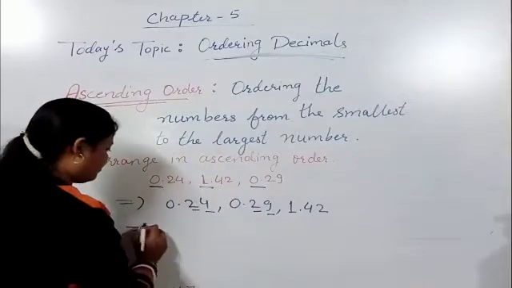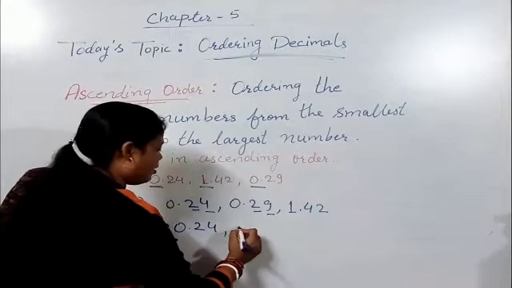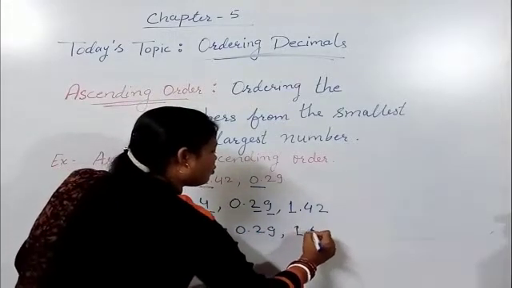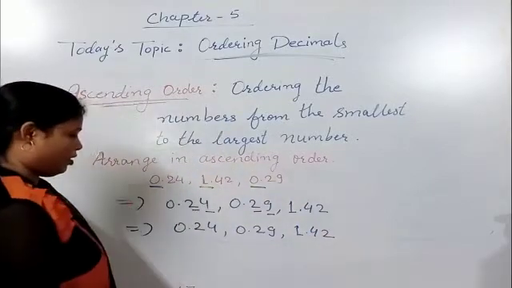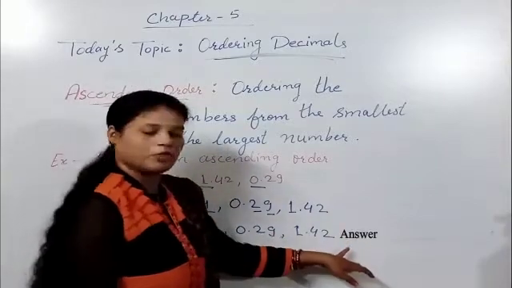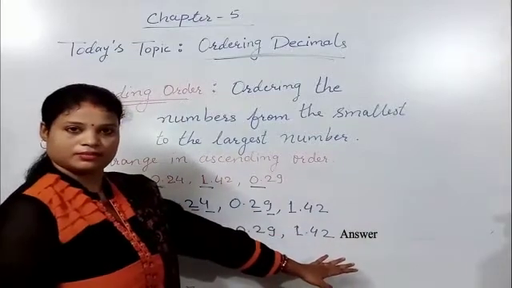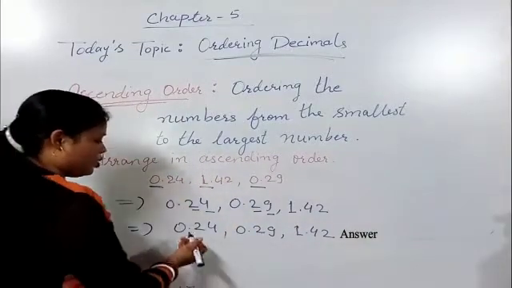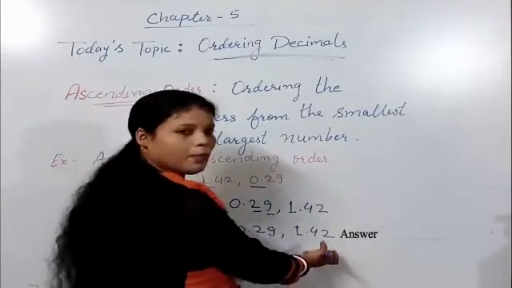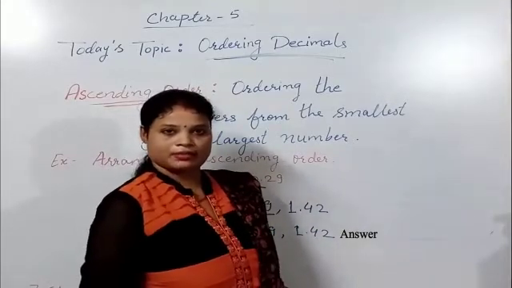So we will arrange now 0.24, then 0.29, and last 1.42. So 0.24, 0.29 and 1.42 are arranged in ascending order. Okay. So we know that 0.24 is smaller than 0.29, which is smaller than 1.42. Okay. Now we'll take the next example.